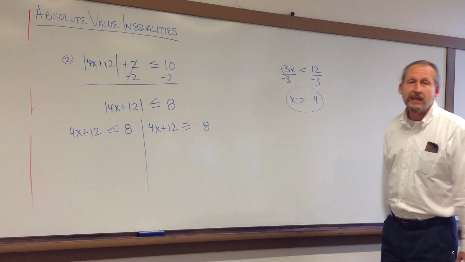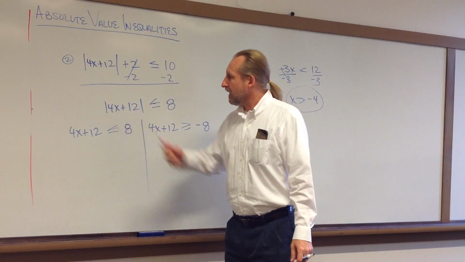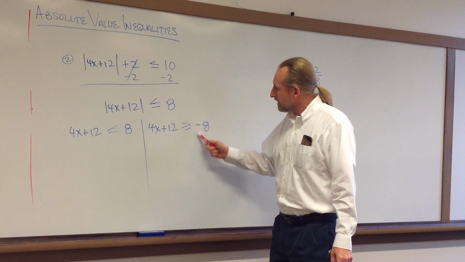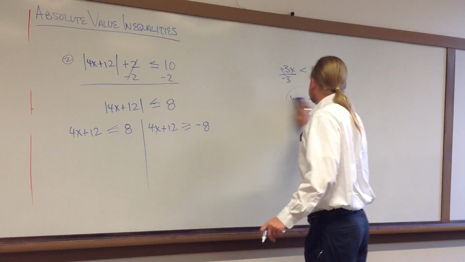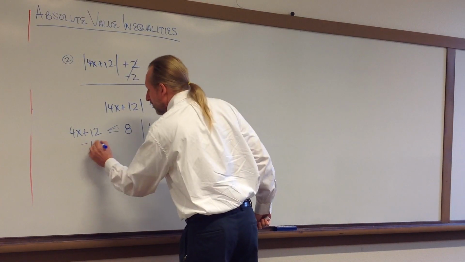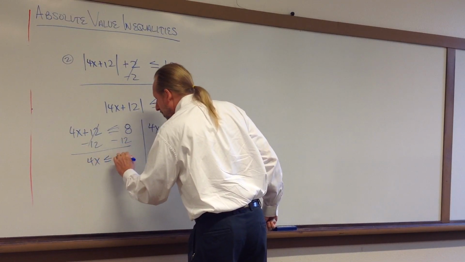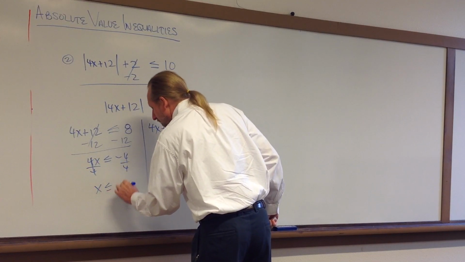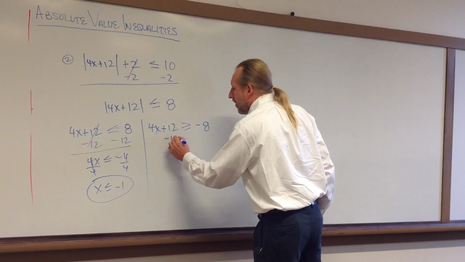Okay? That's the key to doing these absolute value inequalities. Get the absolute value by itself, and then when you split it into two pieces, when you make this negative, this sign will flip around. Okay, so now that we know that, let's get the x by itself. Divide on both sides by 4. So we get x less than or equal to negative 1.